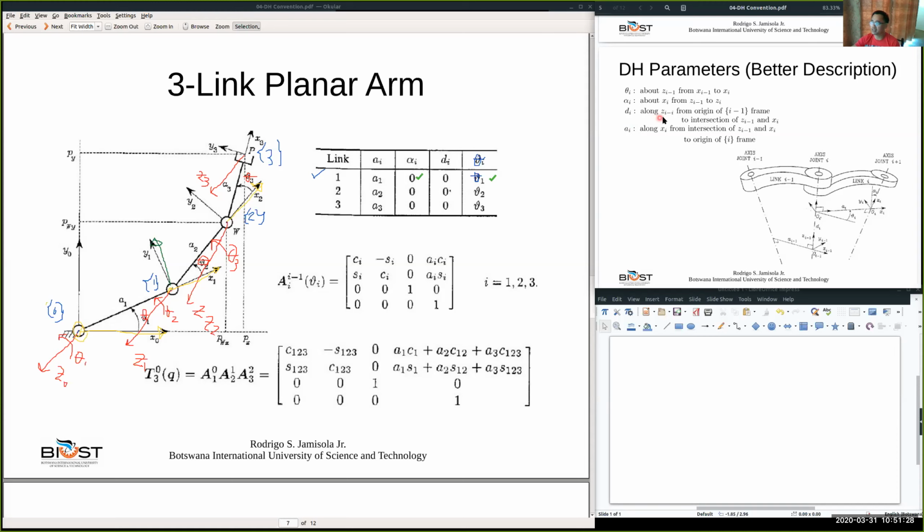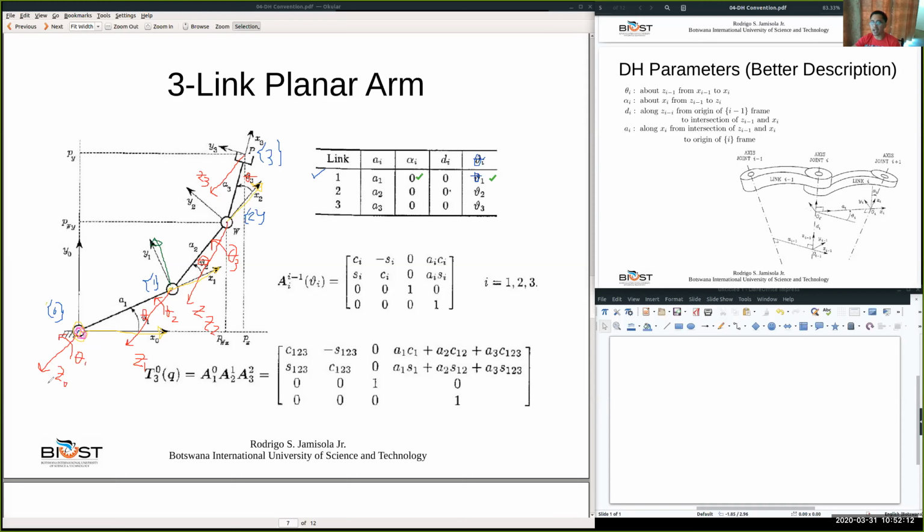So along z0, from the origin of the i-1 frame to the intersection of these two axes. Let's start. Along z0, this is z0, from the origin of the frame. The origin of the frame is this one. Let me annotate that so that we can see clearly. I'll use pink so that it will be very clear. So this is the origin.